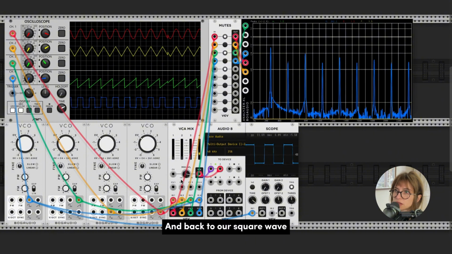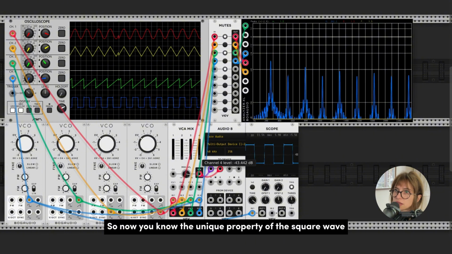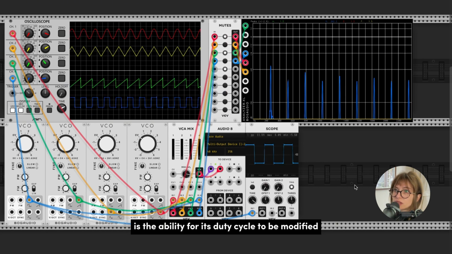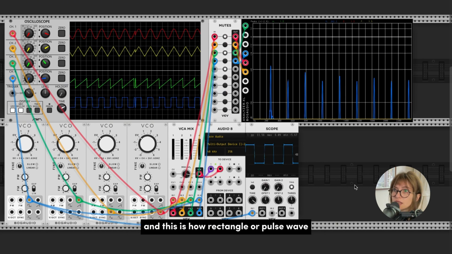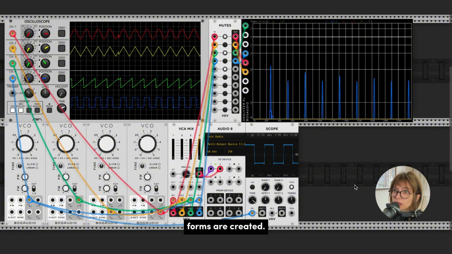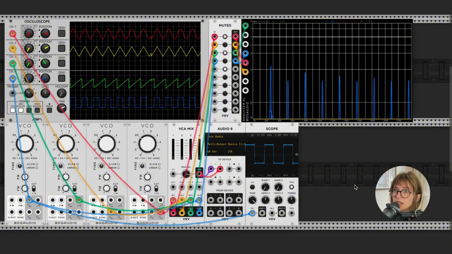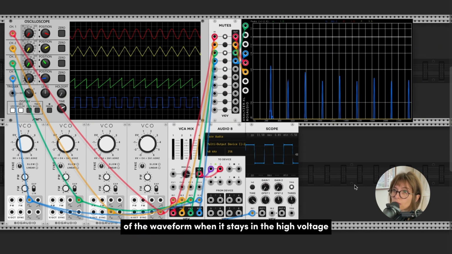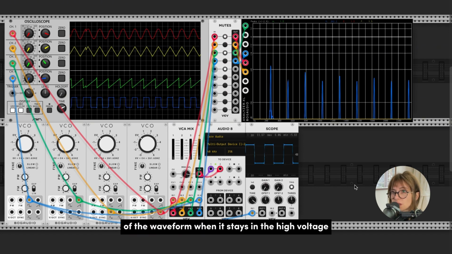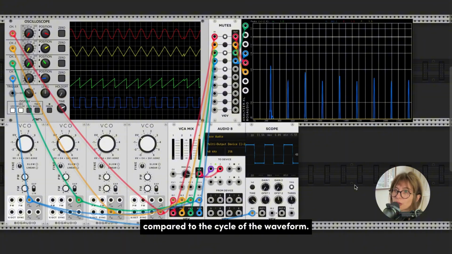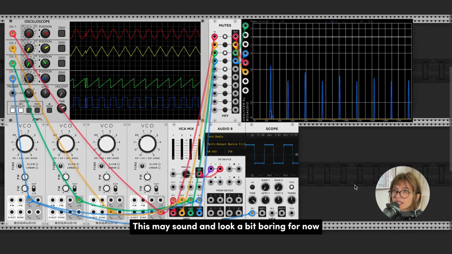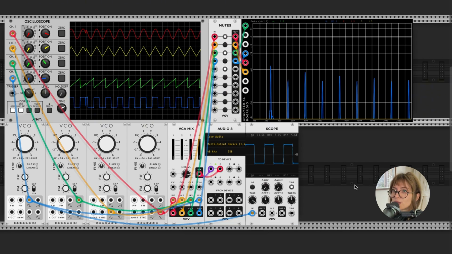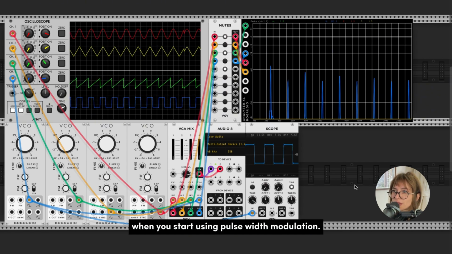And back to our square wave. So now you know the unique property of the square wave is the ability for its duty cycle to be modified, and this is how rectangle or pulse waveforms are created. You also know that a duty cycle is the ratio of the waveform when it stays in the high voltage compared to the cycle of the waveform. This may sound and look a bit boring for now, but it's going to be very useful when you start using pulse width modulation.